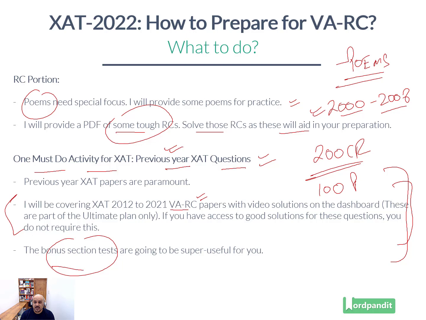Solve at least 100 plus para jumbles, and solve tough para jumbles, not easy para jumbles. That's what you've got to do for reasoning. Solve previous year XAT papers, solve CAT 2000 to 2008 papers for RC prep, and go through poems. These are some of the thumb rules. For vocab and grammar, prepare for other non-CAT exams and have a common strategy for all.